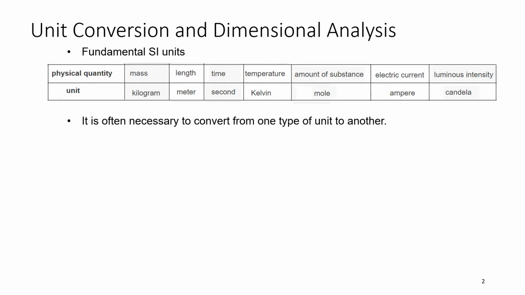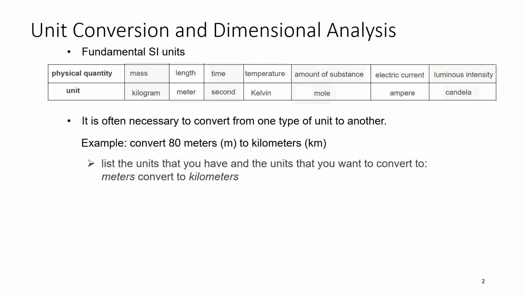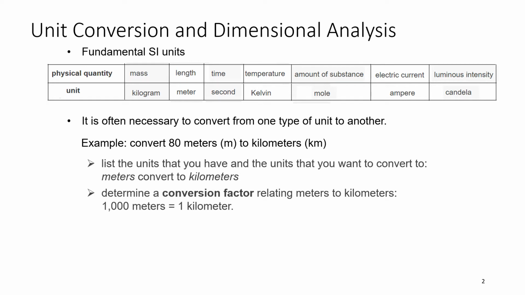To convert from one type of unit to another, let's say we want to convert 80 meters to kilometers. We first list the unit that we have and the unit that we want to convert to, which are meters to kilometers. Then we determine our conversion factor relating the two units. In this example, we know that 1 kilometer equals 1,000 meters.